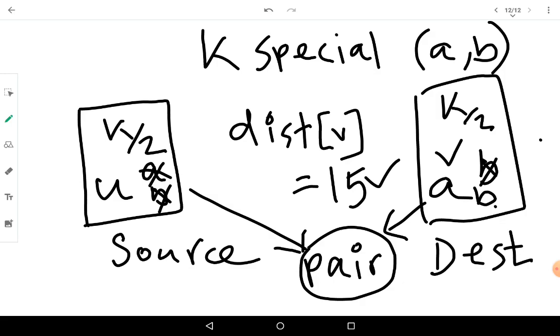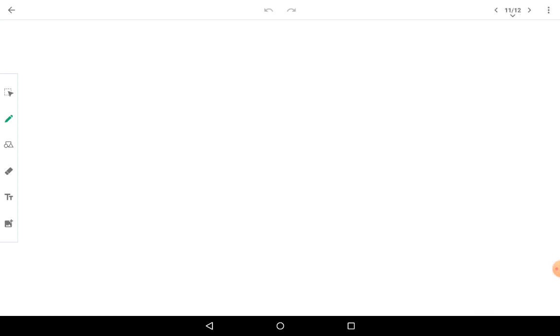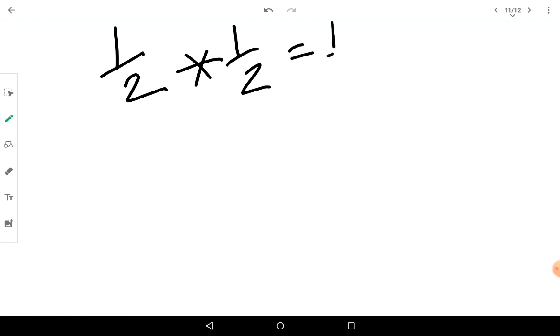So now the question is, what is the probability that we'll get a wrong answer? What is the probability that A and B will be in the same set? So let's see. What is the probability of A being in the source set? The probability should be half, because we are making an even split. Similarly, what is the probability of B being in the source set? That's also half. And these are independent probabilities, so we multiply them and we get the probability 1 by 4.